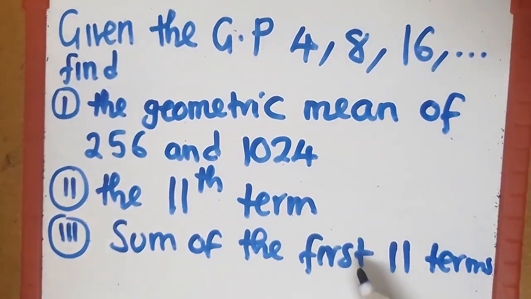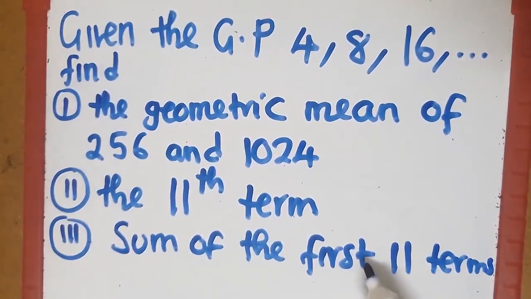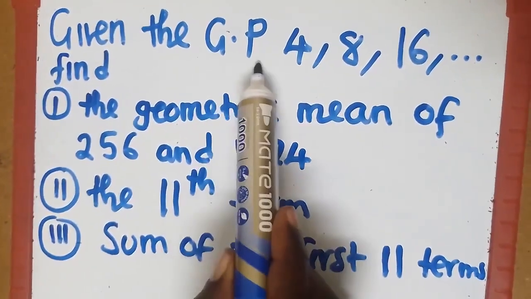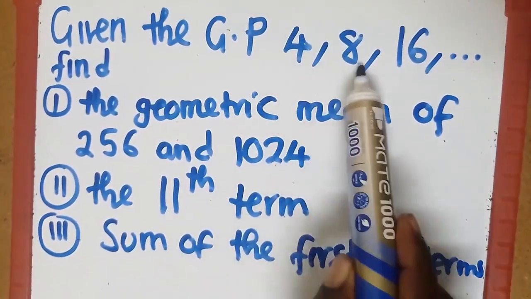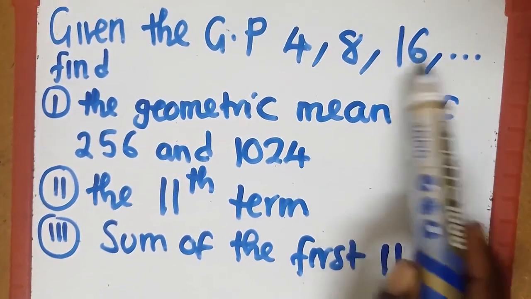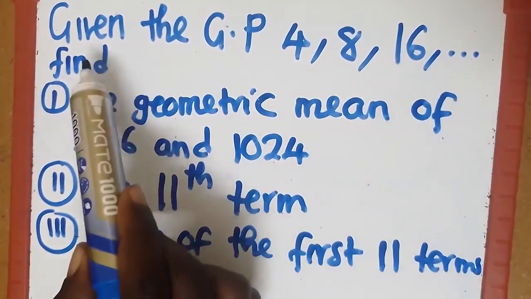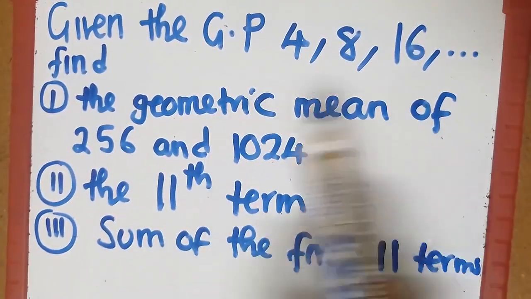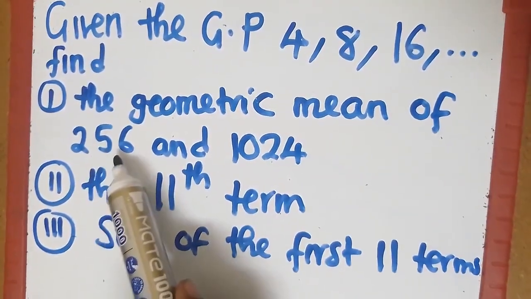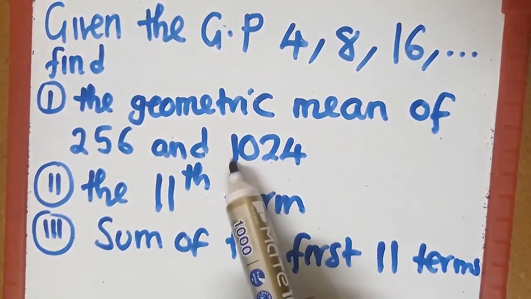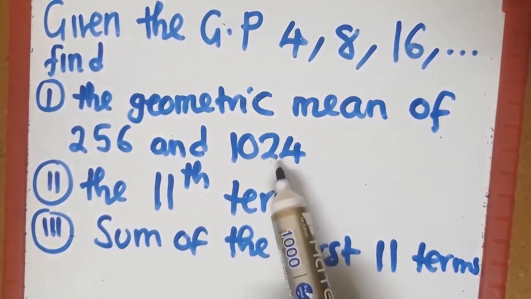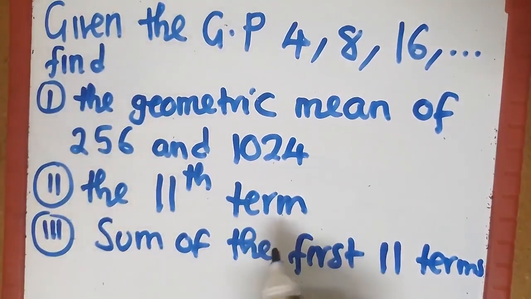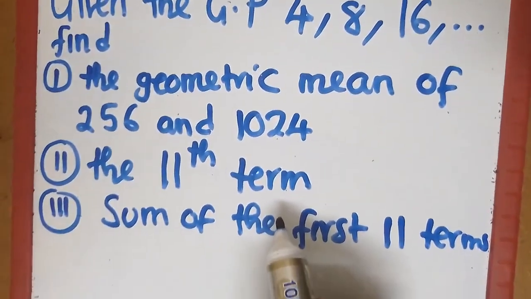Specifically, we are just doing a geometric progression. It's saying that given the GP, which is geometric progression, 4, 8, 16, just going like that. In the first question we are told to find the geometric mean of 256 and 1024. This is the question. So how can we go about this question?